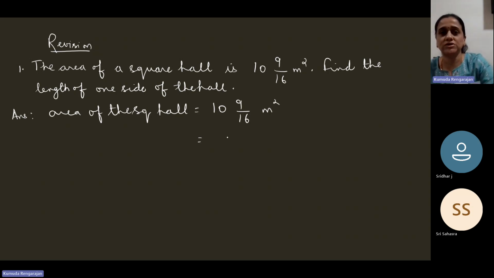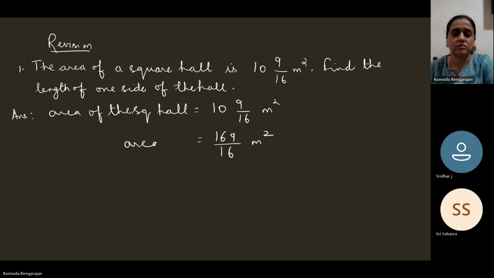Convert this to an improper fraction. 16 into 10, 160 plus 9, 169 by 16 meters squared. Okay, so area is equal to... how do you find the side? Square root of area. Okay, side is equal to square root of area. You can write that formula first. Side is equal to square root of area.